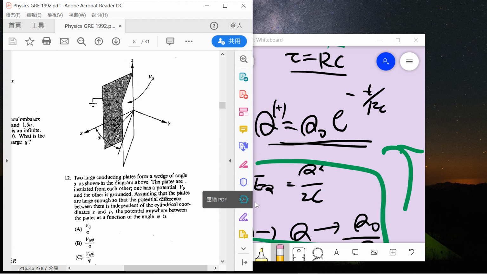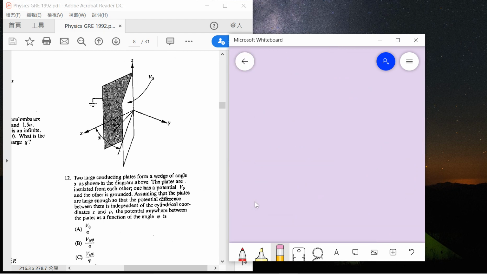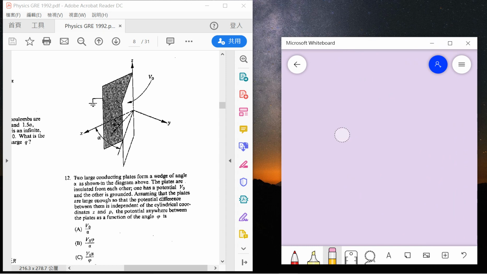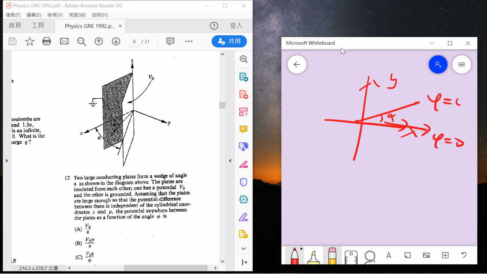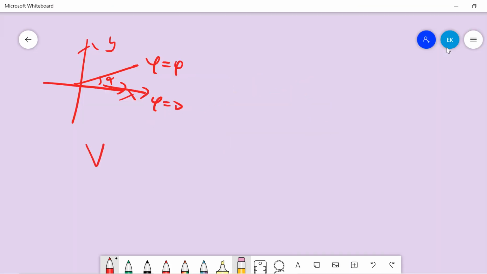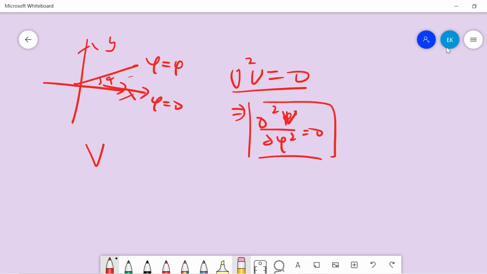Okay, 12. If you have some experience solving the Laplace equation, then you know how to solve this. Basically, you have x and y, with alpha, and phi is 0 at one boundary and phi at the other. It asks you about the so-called potential. Remember, the Laplace formula is this, and there's only one parameter, which is phi.